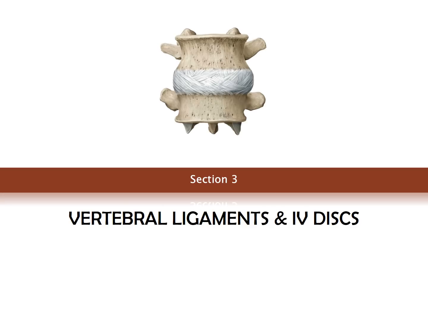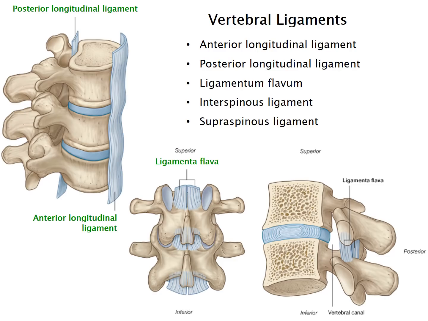In this section, we'll take a closer look at the vertebral ligaments and intervertebral discs. Along the length of the vertebral column, there are a series of ligaments that help to stabilize and reinforce the spine. The anterior longitudinal ligament is a very strong fibrous band that covers and connects the vertebral bodies along their anterior surfaces. The ligament runs from the sacrum to the anterior tubercle of the atlas, C1.